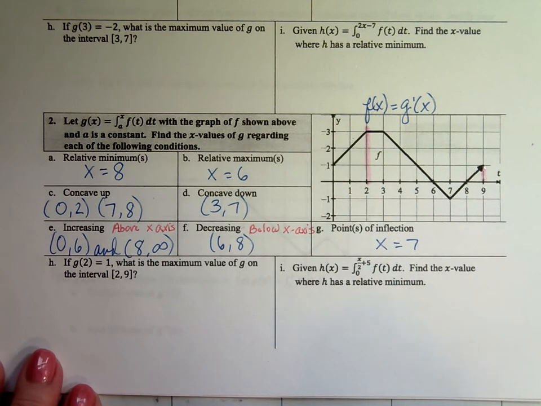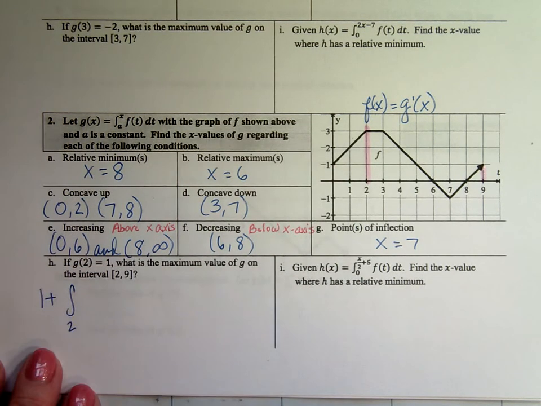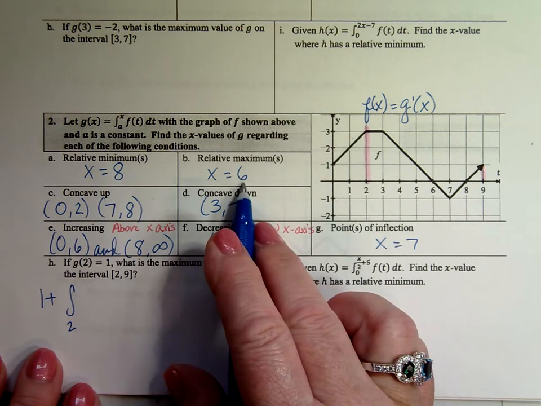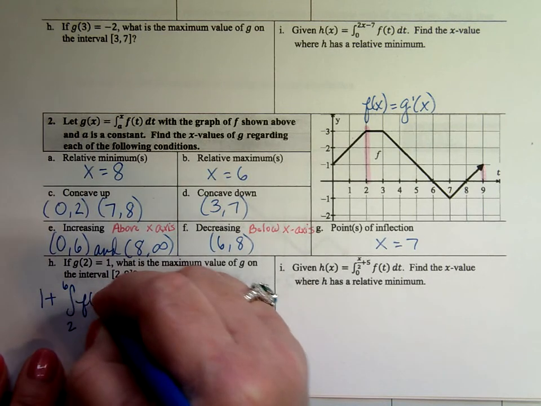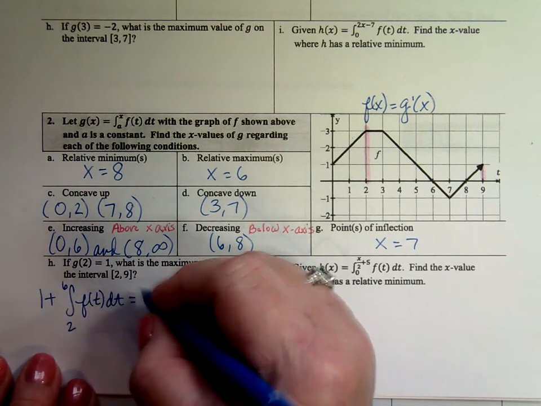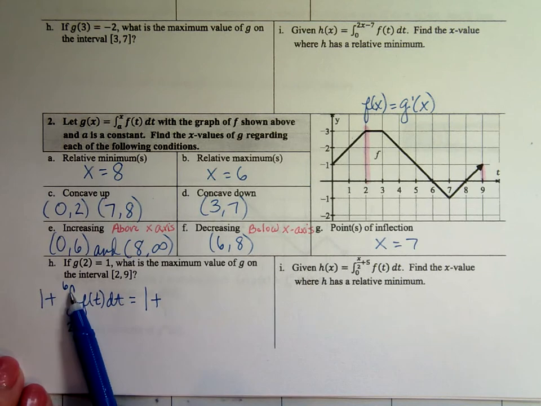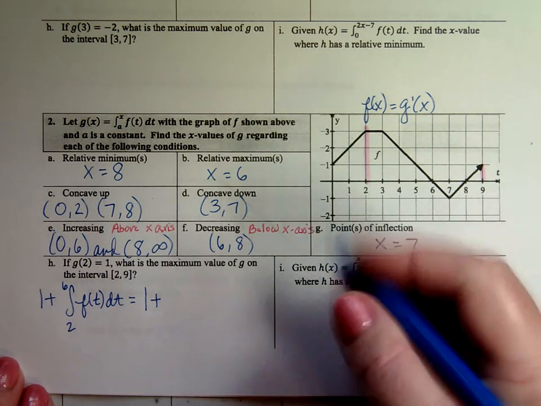So it's going to be 1 plus the integral starting at 2. But where was your maximum? My maximum's at 6. That is the value you put up here, of f of t dt. All right, so it's going to be 1 plus whatever the area is between 2 and 6. So let's look at areas. We've got a trapezoid and we've got a trapezoid.